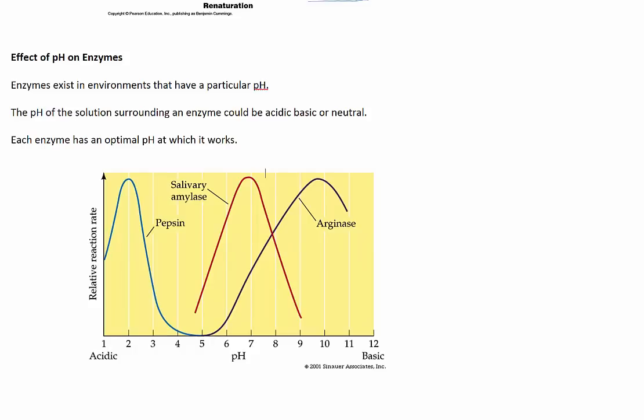pH is another factor that affects the activity of enzymes. Similar to temperature, enzymes exist in environments that have a particular pH, and the pH of the solutions surrounding an enzyme could be acidic, basic, or neutral. Each enzyme has an optimal pH at which it works. Some enzymes can work in a broad range of pH environments, while others are very sensitive and will only work in a narrow range. So pepsin, for example, is an enzyme that works with an optimum pH of around about 2. But if you deviate to a pH slightly more or less than that, it doesn't function very well. So it has quite a narrow range of pH in which it will function.